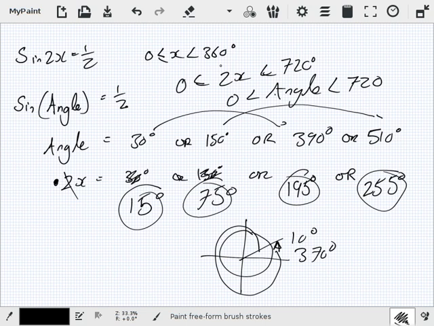Including 360, yeah? It depends on what they specify as the domain in the question. You notice in my questions I kind of clip out the 360. I only include the 0, because 360 is the same as 0 on the circle, so I don't want to include both 0 and 360.